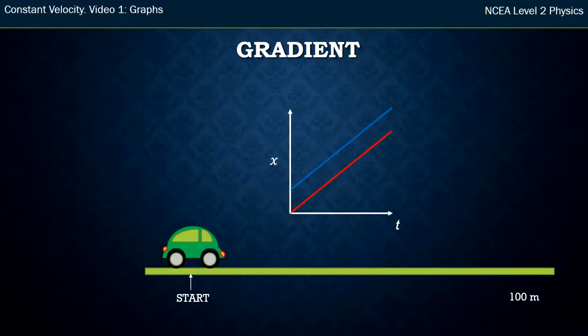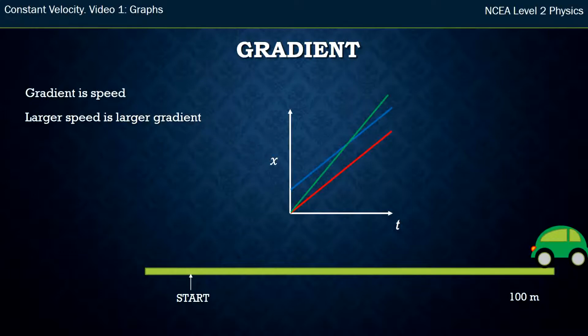Alright, let's say we had a green car. This green car is going faster, so it gets down the 100 meters a lot quicker. What you'd see is the line on the position time graph is steeper. So there's the green line there. It's steeper than the blue or the red one. And the gradient, which is the steepness of that line, represents its speed. A larger speed is a larger gradient, or a larger speed is a steeper line on the position time graph.